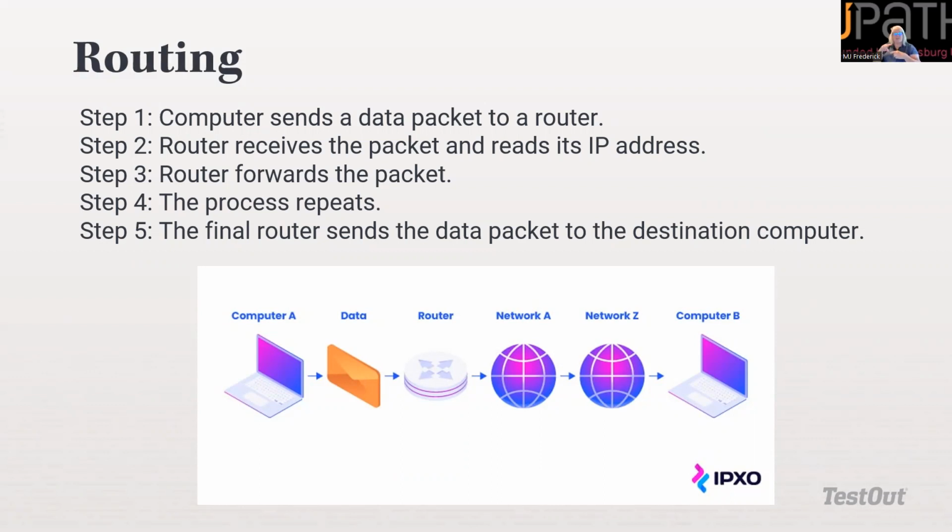And the final router, however many hops away it is, finally sends that packet to the destination computer. So here's the computer, here's our data, here's a route. It's going to go to network A, all the way to network Z to get to computer B.